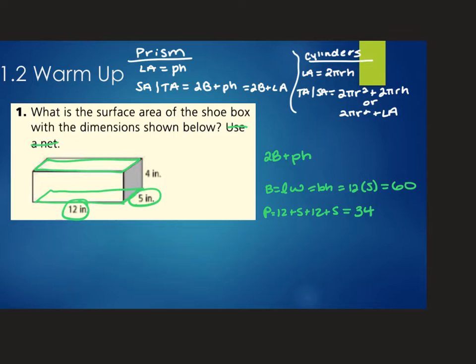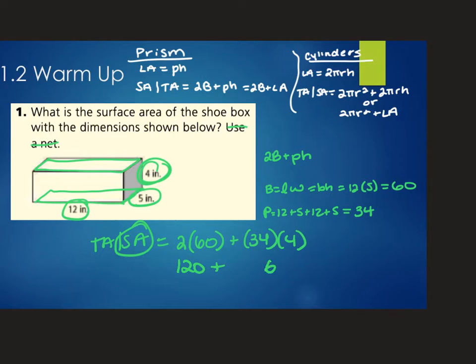Then to find the total area or the surface area, because those are the same thing, and this time it says the word surface area, we do 2 times the base area plus the perimeter times the height, which is the perpendicular segment that connects the bases. So I get 120 plus 136, which is 256. This is inches, and it's area, so it's inches squared.